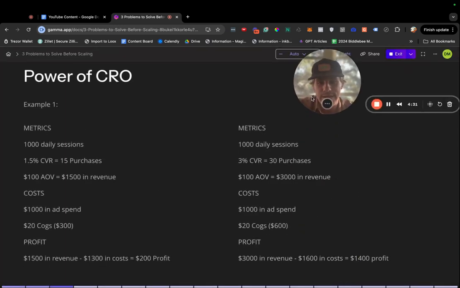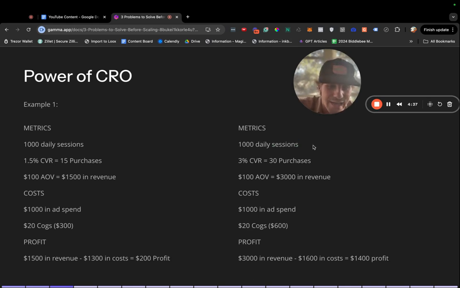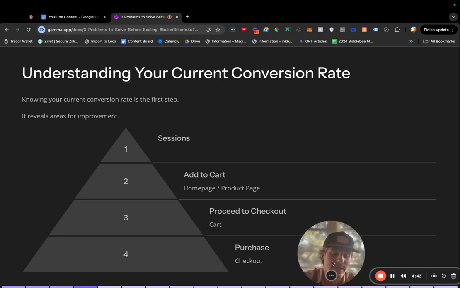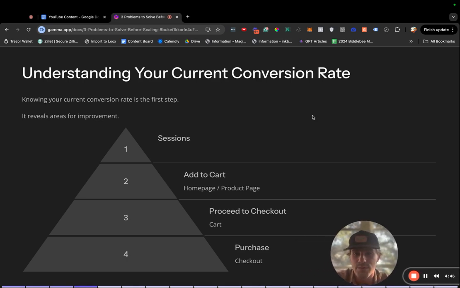And the reason for that is because you're not spending more money to get more sessions and more purchases. You're leveraging what you already have to convert more of them, right? So that's kind of the power. So first things first, in order to optimize your conversion rate and fix this problem, you have to understand your conversion rate. Like, well, what does it mean?